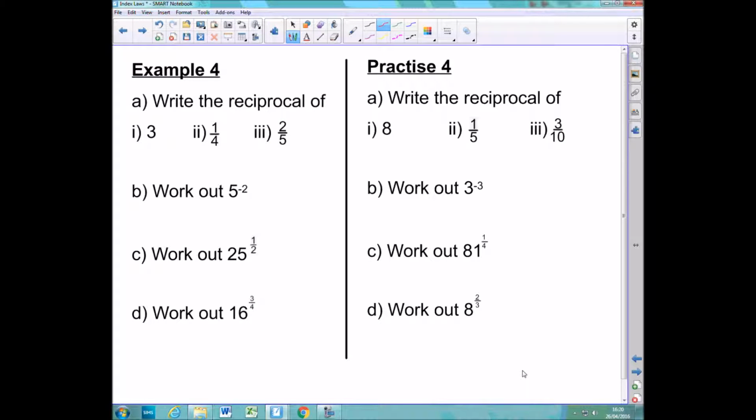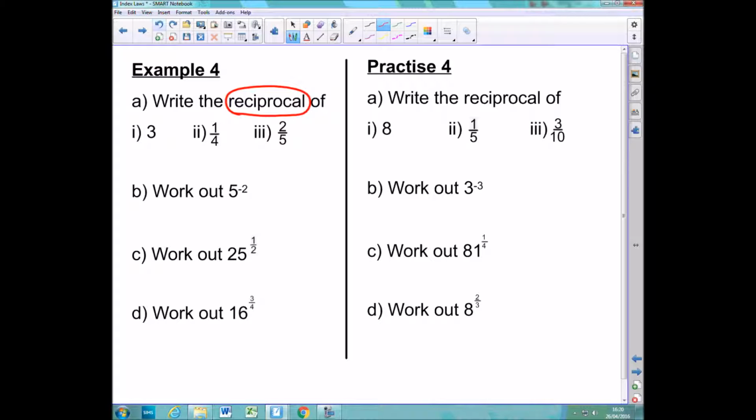Okay, so in these last examples, I'm going to go through the higher level index laws. So what happens when we have a negative power and what happens when we have a fraction power. Now, before I do this, I'm going to go through what this word reciprocal means. A couple of times I've seen on GCSE papers, they ask you to write the reciprocal of a number. Now, the reciprocal just means 1 over that number.